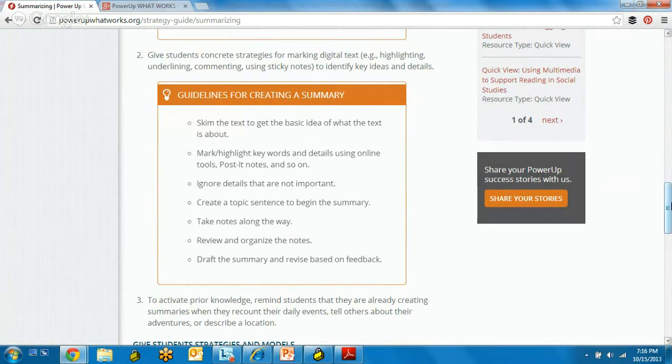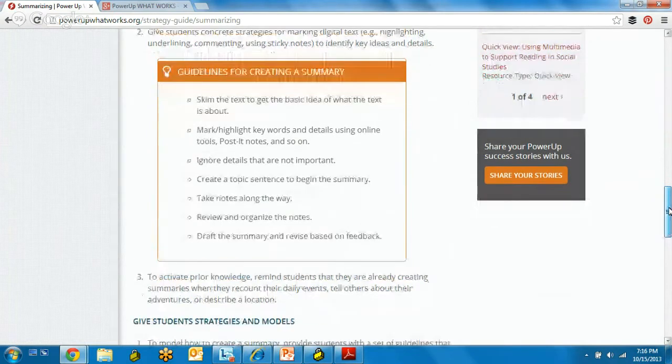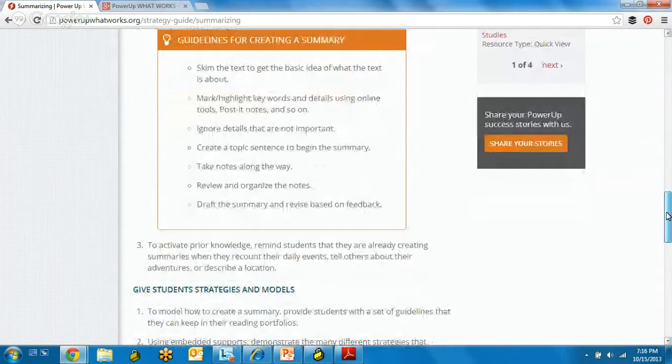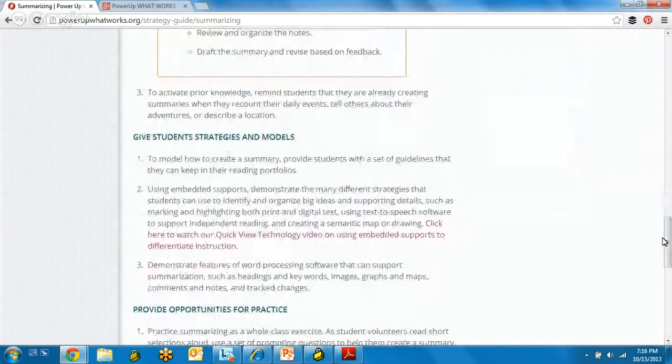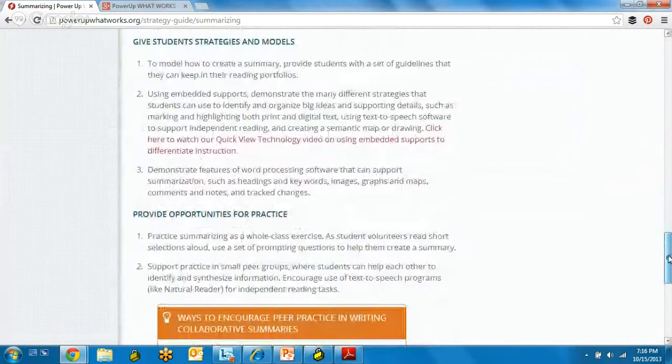This is great. Let's keep going, and I just hope that even though we're giving you the speedy version of a tour about what's in PowerUp, you'll be able to come back and really dig in on your own. Let's move down the choices of what's in the instructional strategy guide to get to that lesson in action.